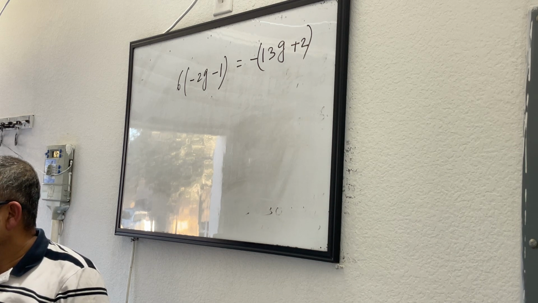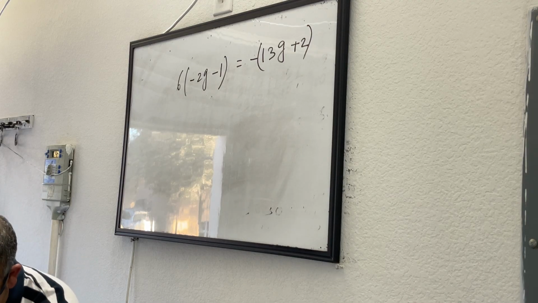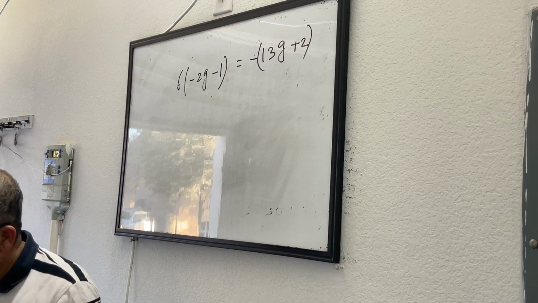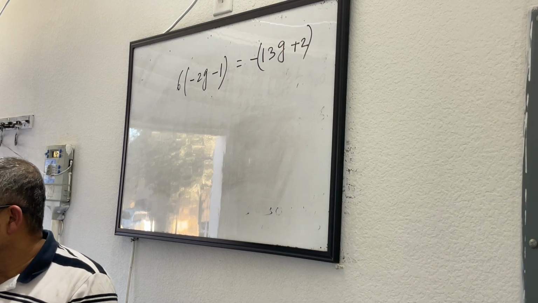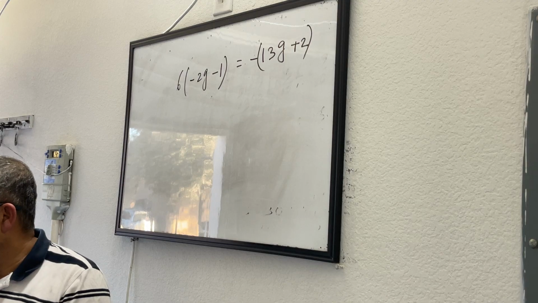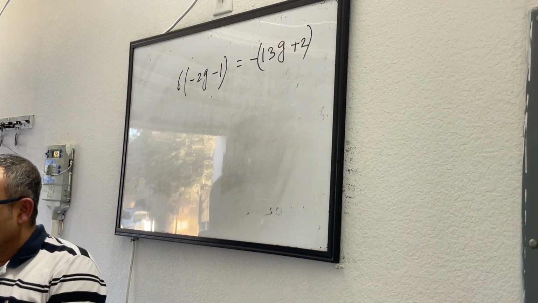I got G equals. I got G equals 8. No, wait, 4. 4. Okay, how about Saurya? I also got G equals 4. Myra? I got G equals 4.